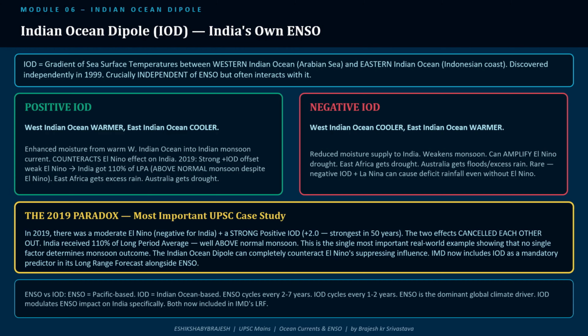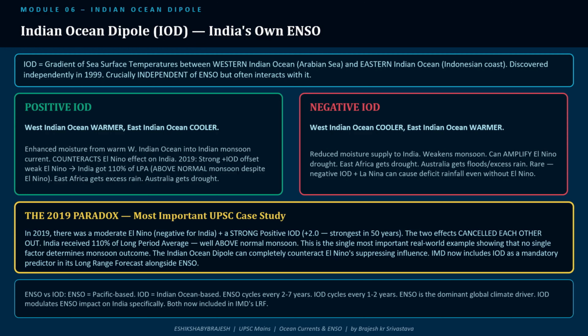It was discovered independently by multiple research groups in 1999, relatively recently compared to ENSO, which has been known for over a century. And crucially, the IOD operates independently of ENSO, though the two often interact.